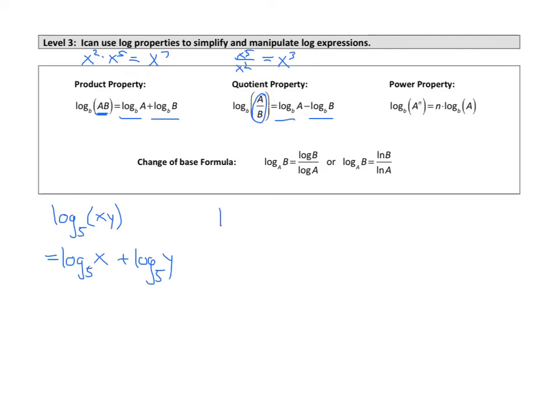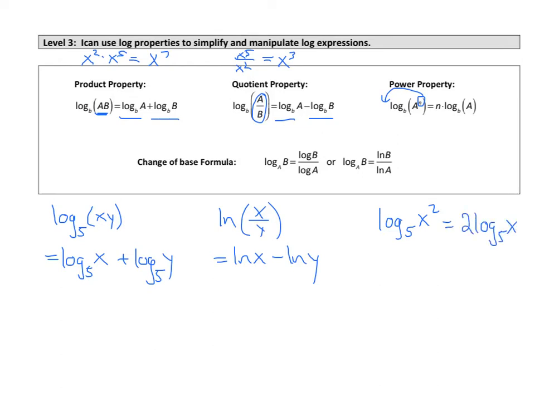So if I had natural log of x over y, I could write that as natural log of x minus natural log of y. And the next one is the power property. The power property says we can take an exponent and move it to the front of a log. So like log base 5 of x squared is the same as 2 log base 5 of x. So we can take that exponent and just move it to the front, and that's an equivalent expression.